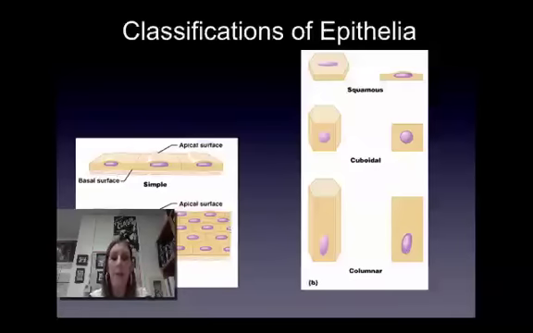And then we have their shapes. A flat shape that kind of looks hexagonal is what we call a squamous epithelial tissue. If they have a cube shape, then they're cuboidal epithelial tissues. And if they form long columns, then we call them columnar epithelial tissues.